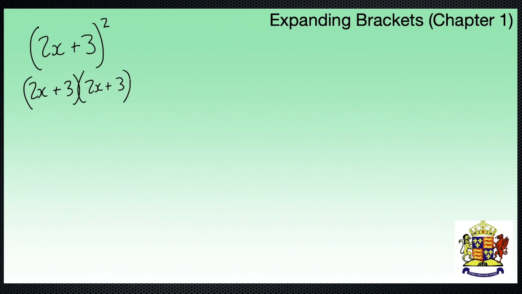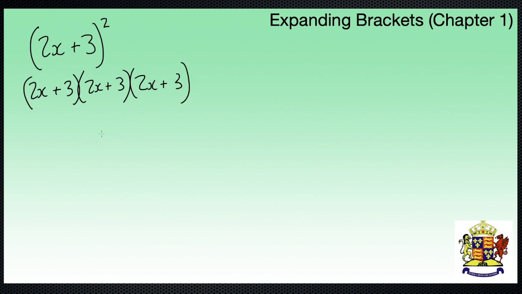So if I have a triple, here we go, 2x plus 3 all squared. So remember, this is absolutely not 2x squared plus 3 squared. No, absolutely not. This is 2x plus 3, 2x plus 3, 2x plus 3, three brackets that are the same.